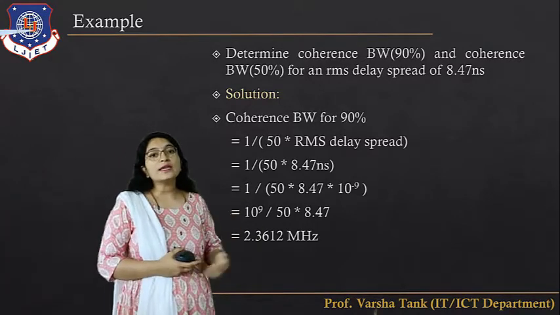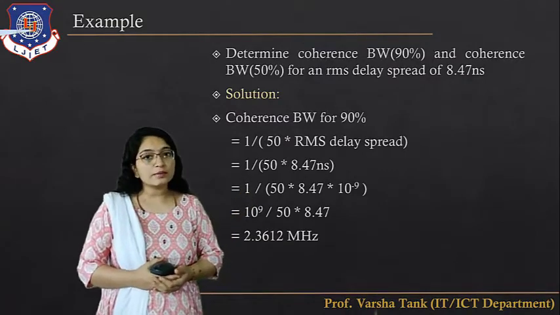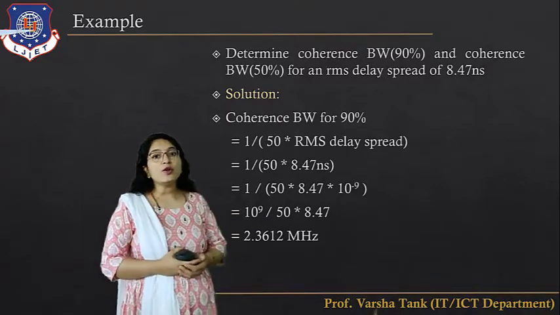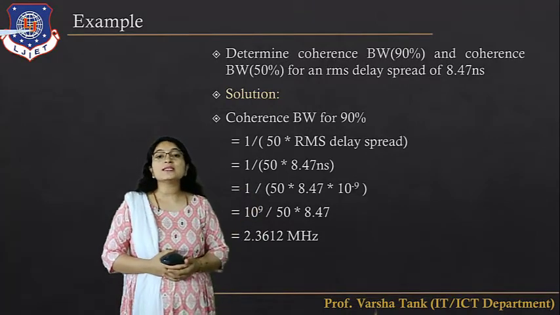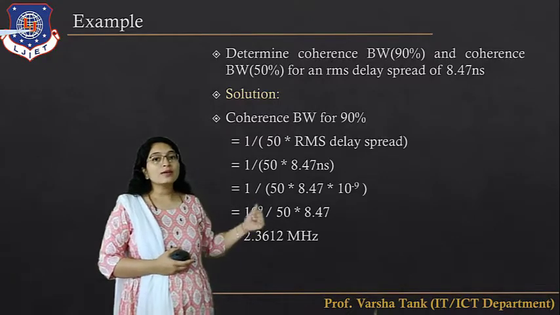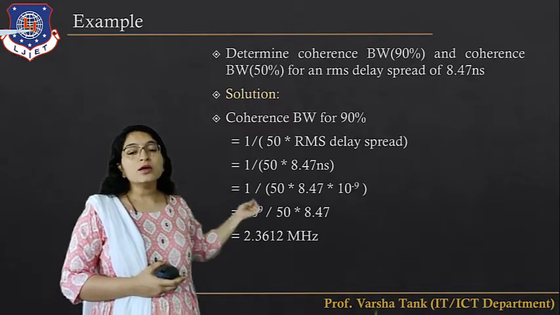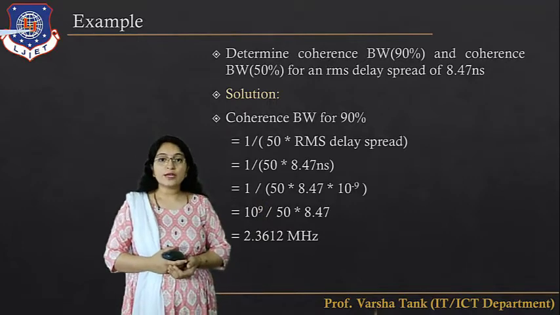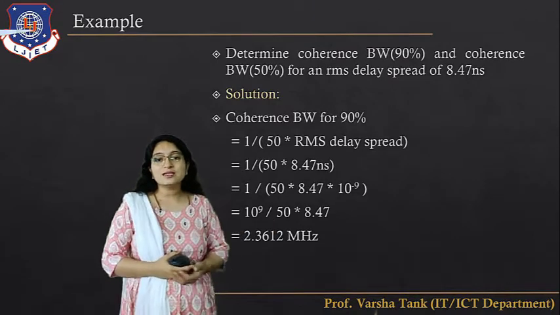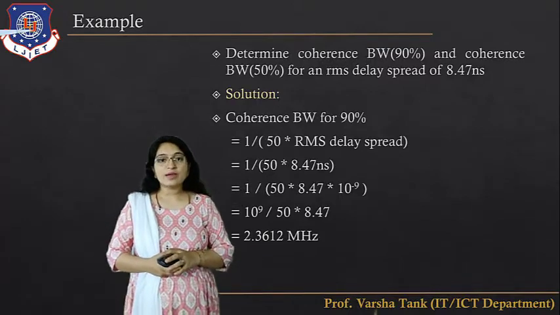First, for the coherence bandwidth at 90%, the formula is 1 upon 50 times the RMS delay spread, as we have seen in the previous slide. Just put in the value of the RMS delay spread given to you, that is 8.47 nanoseconds. Now you have to convert it into seconds, so you multiply by 10 raised to minus 9. Substituting, we get 1 upon 50 into 8.47 into 10 raised to minus 9, and the answer is 2.3612 megahertz. That is the coherence bandwidth at 90%.